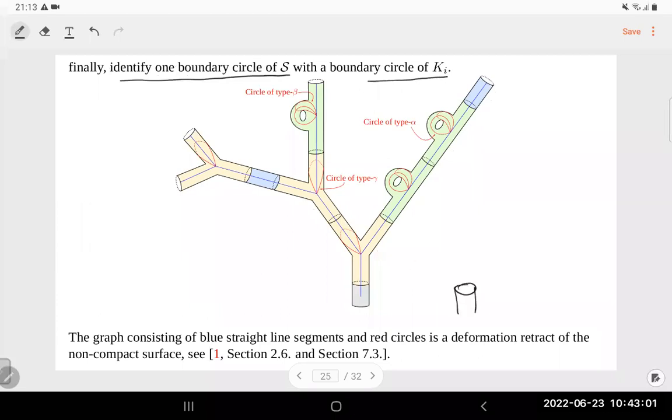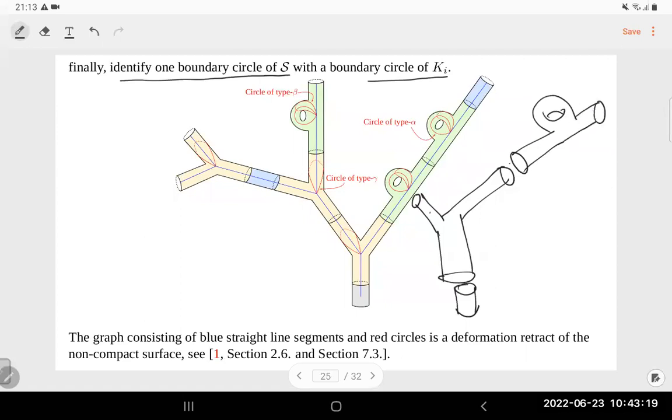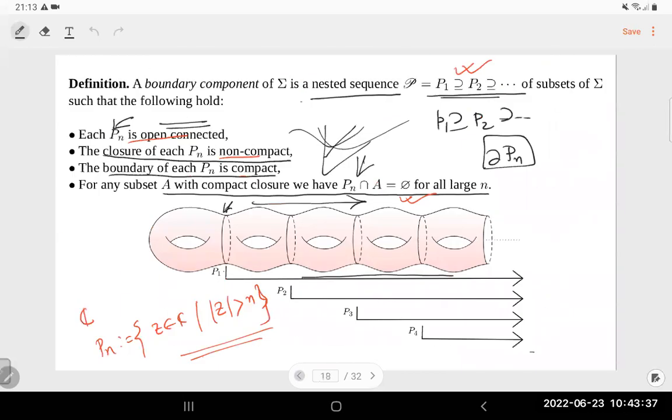So I start with the disk, then I consider a pair of pants and identify it with this thing. Okay. Then I will consider a genus 2 surface, right? Sorry, genus 1, a two-hole torus. I'll identify this again, and so on. This is the inductive procedure. It says that you can construct all non-compact surfaces using this procedure, and it is more or less clear from our representation theorem.